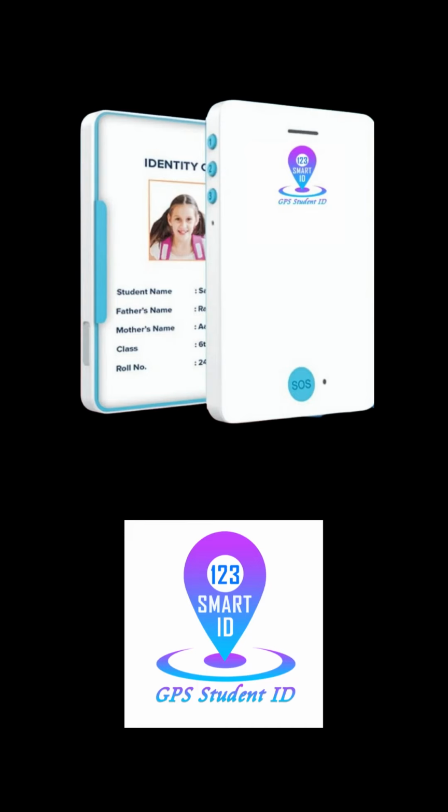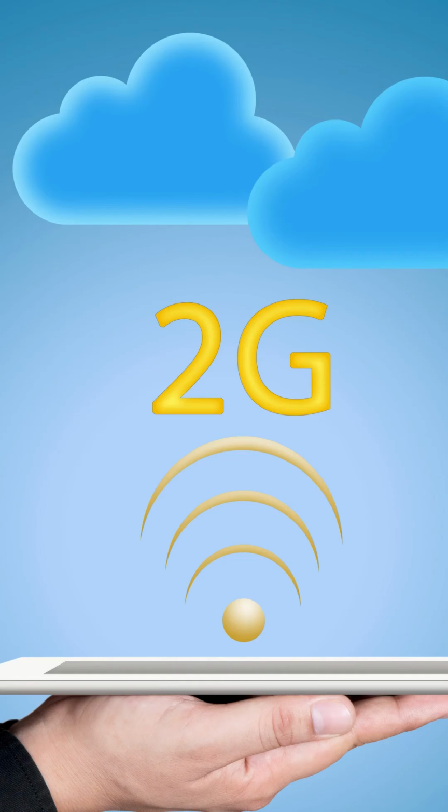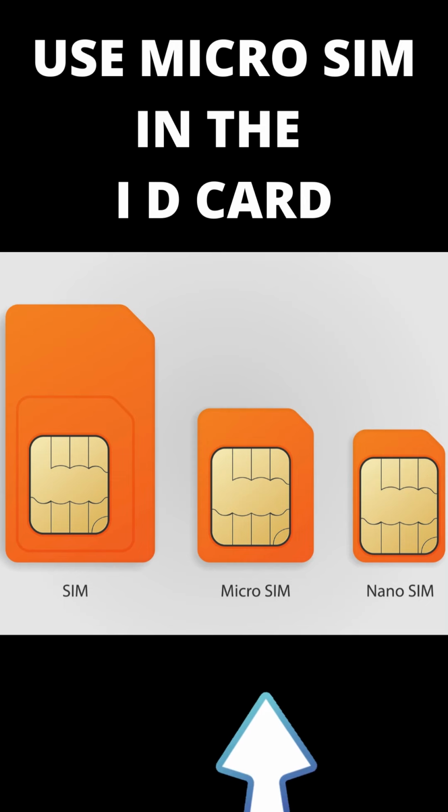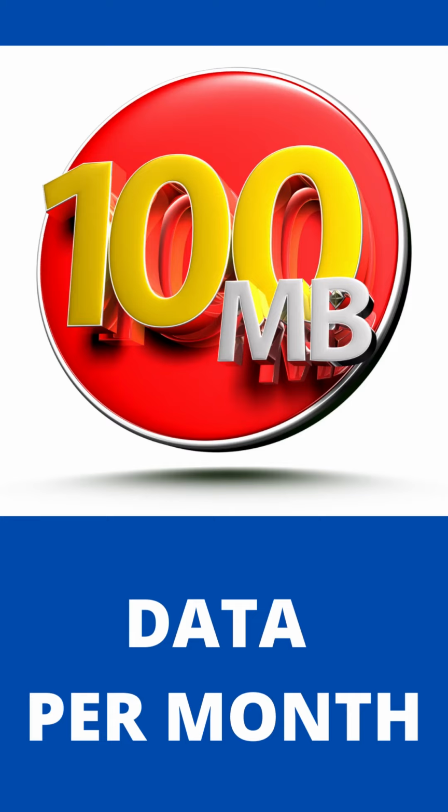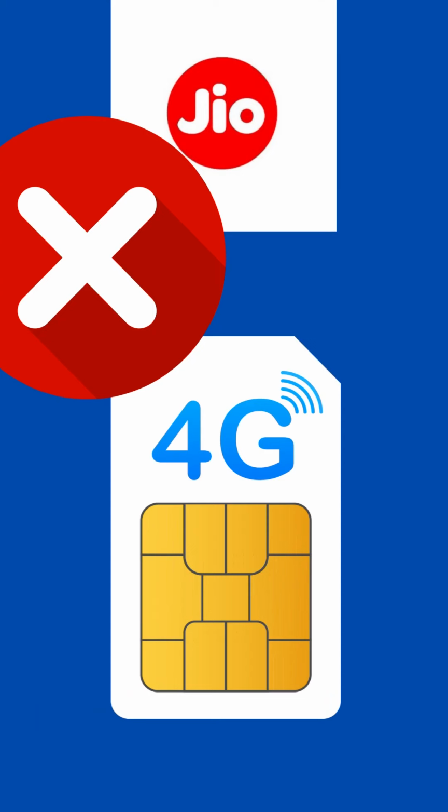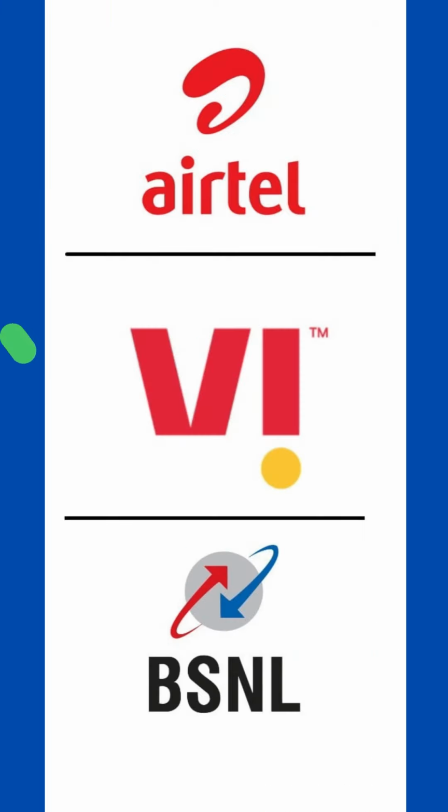Our 123smartid card device works on the 2G network only. We can use the current SIM that we use in our mobile phone. The same can be inserted in the ID card also. It consumes a maximum of only 100 MB data per month. Except Jio we can use any network, because Jio starts from 4G only. We can use Airtel, Vodafone, BSNL.